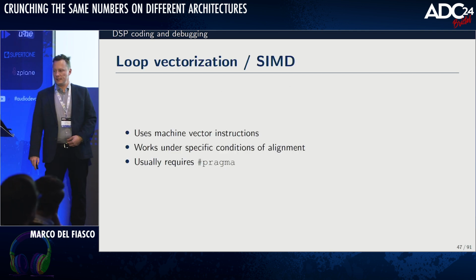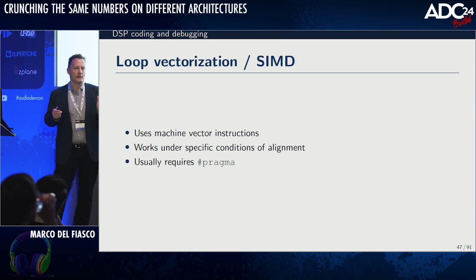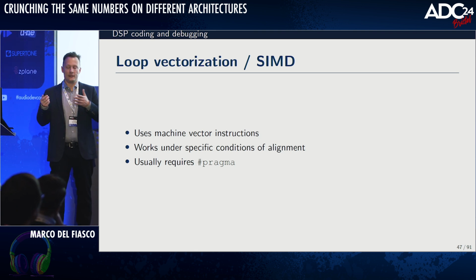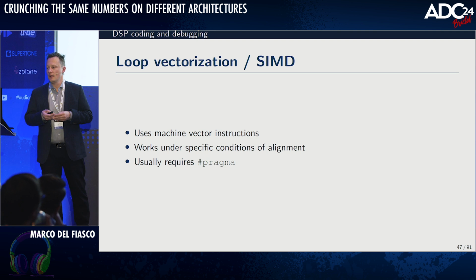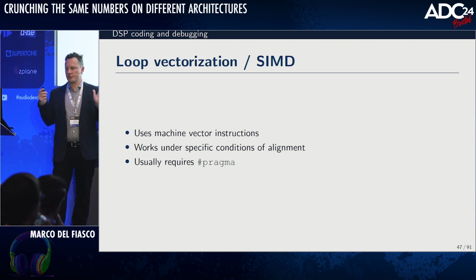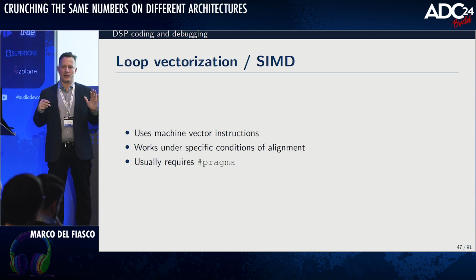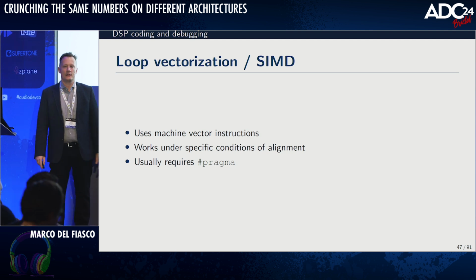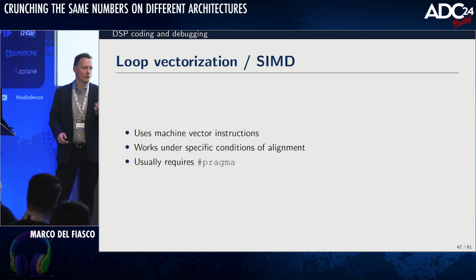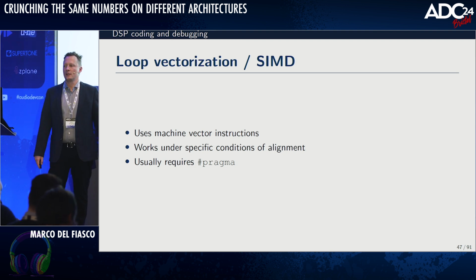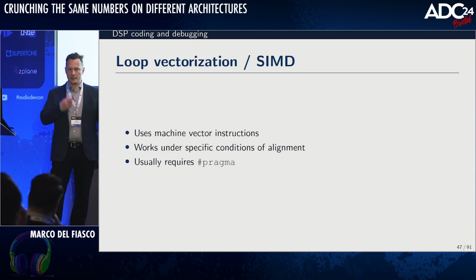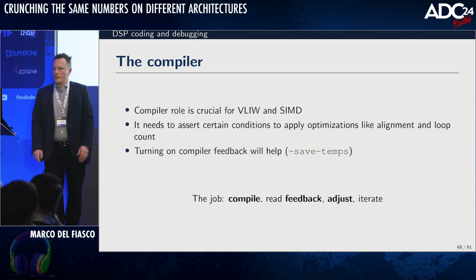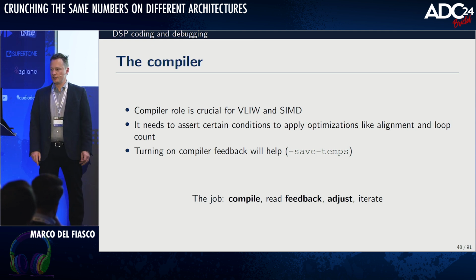Loop vectorization and SIMD. So when the compiler is able to exploit the machine vector instructions, because typically they work under specific conditions of data alignment, the programmer usually needs to supply the pragmas. Every compiler is different, but as an embedded developer, typically you need to read the documentation, check what the conditions are, try to respect them, and tell the compiler that those are met. So the compiler's role is very crucial for very long instruction word and SIMD operation. It needs to assert that certain conditions are true.